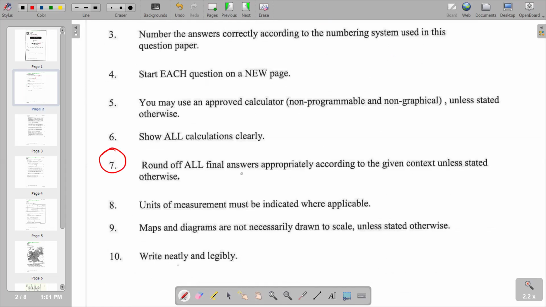Round off all final answers appropriately according to the given context unless stated otherwise. It is very important for us to take note of that instruction.